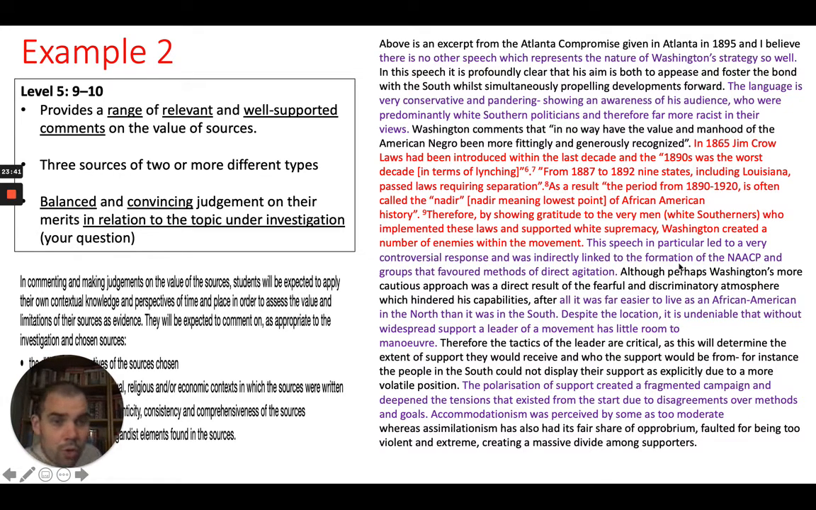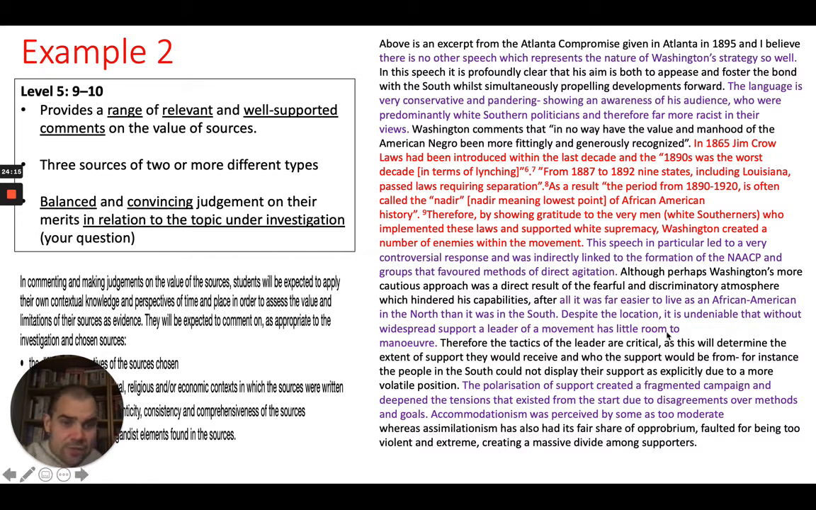Although perhaps Washington's more cautious approach was a direct result of the fearful and discriminatory atmosphere which hindered his capabilities. After all, it was far easier to live as an African American in the North than it was in the South. Despite the location, it is undeniable that without widespread support, a leader of a movement has little room to manoeuvre. So she's thinking about the context here in terms of where Washington lived compared to a lot of the other elite Northern African American leaders at the time, and how that affected his room for manoeuvre, like the things he was saying and the kind of strategies that he adopted.